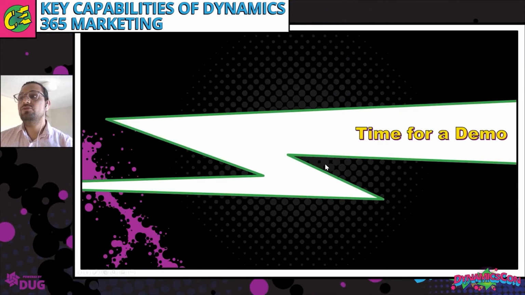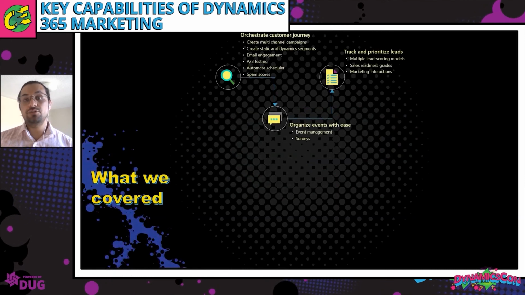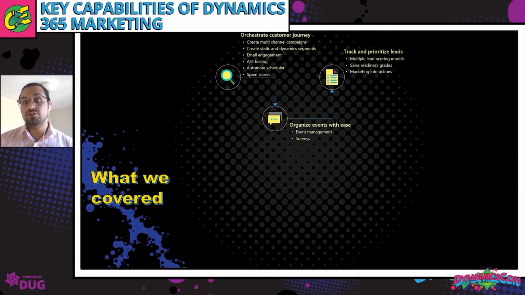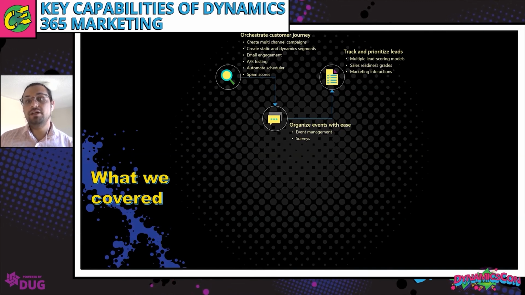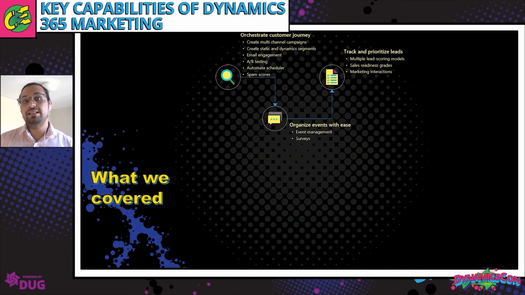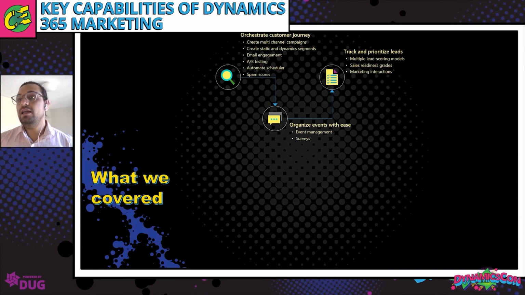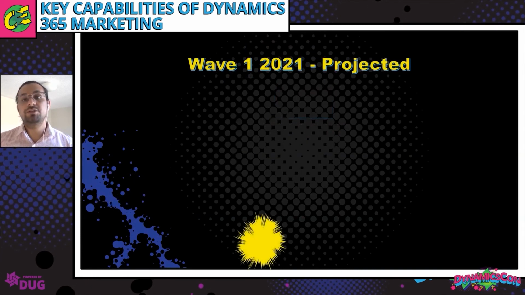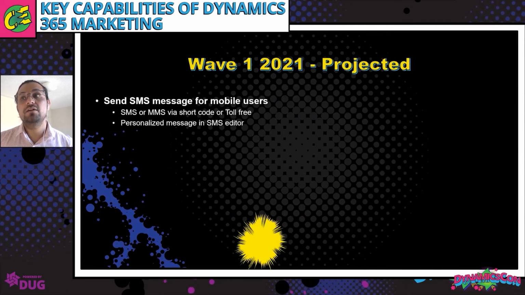So I'm going to move to my presentation. And what we covered, I showed you before the presentation, a customer journey, the intelligence, sales, and marketing customer journey. So this part we covered. I have not covered anything related to sales, customer insights, and customer voice. And the last part is Wave 1 Project 8, a couple of great features coming. I'm going to cover very high level features.